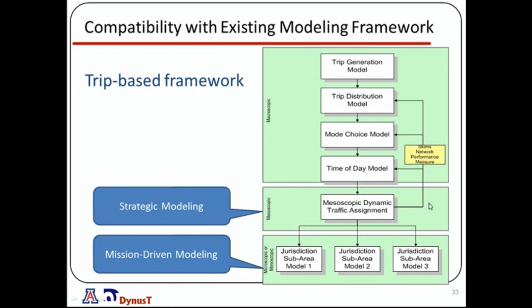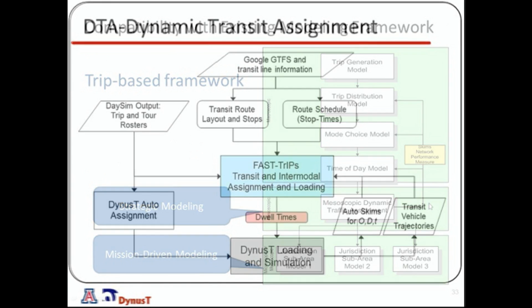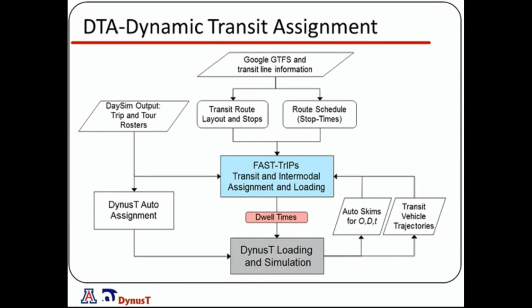So, in the four-step framework, Dynasty can serve as a companion model to steady assignment, and sub-area attributes can be provided to support modeling needs for different jurisdictions. There has also been some exciting progress in linking Dynasty with dynamic traffic assignment.